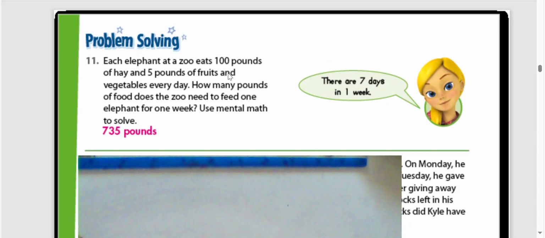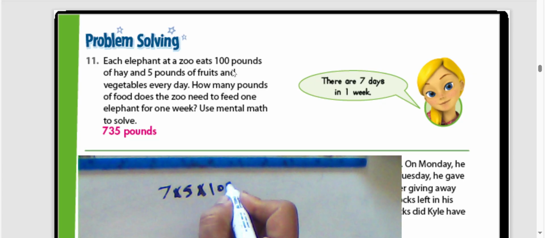Each elephant at the zoo eats 100 pounds of hay and 5 pounds of fruits and vegetables every day. How many pounds of food does the zoo need to feed one elephant for 1 week? Use mental math to solve. There are 7 days in the week. We know this. So we can write 7 times 5 plus 100.